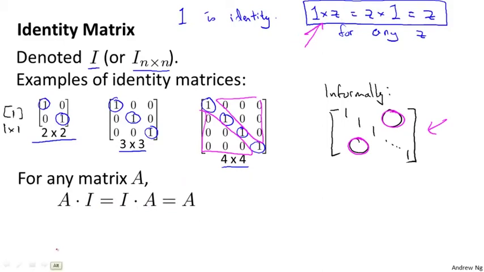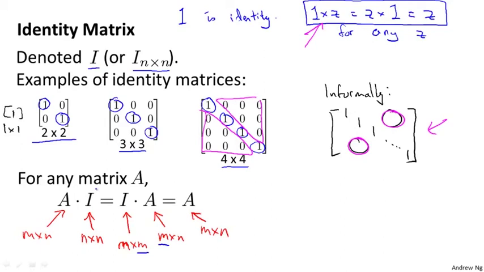Just to make sure we have the dimensions right: if A is an m by n matrix, then the identity matrix on the right is an n by n identity matrix. And if we multiply on the left, then for matrix multiplication to make sense, the identity has to be an m by m matrix, because this m has to match up with that m. In either case, the outcome of this process is you get back the matrix A, which is m by n.